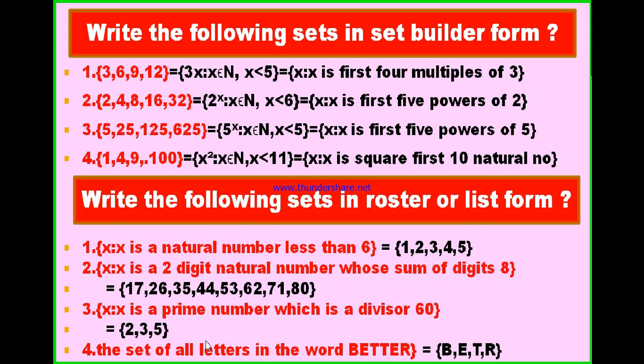Therefore, the roster form of the set of letters in the word better is B, E, T, R.